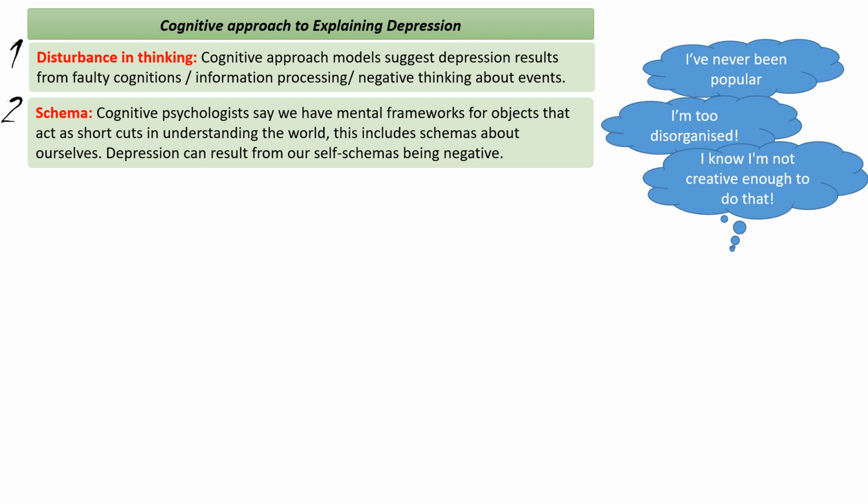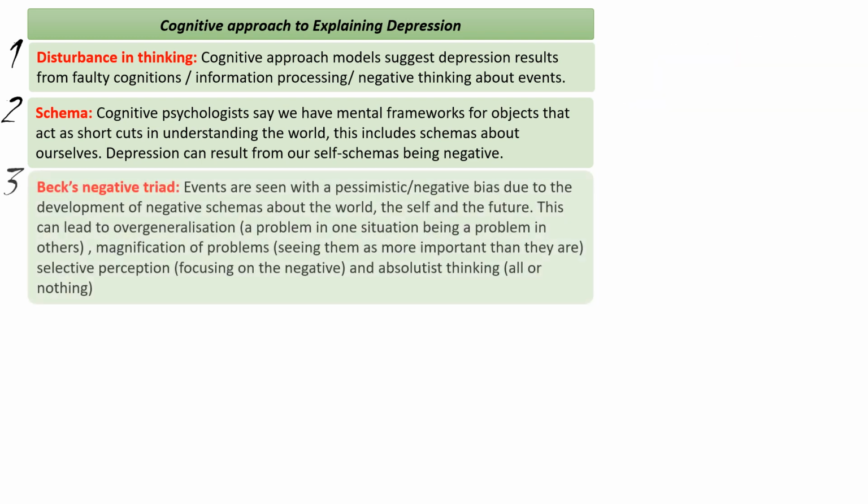And you can see how these negative schemas would lead on to behaviors that weren't helpful for the individual. The first one, for example, might stop them going to a party. The second one might stop them starting a business. And the third one might stop them doing anything creative at all. So based on this idea of a schema, Beck created the negative triad.